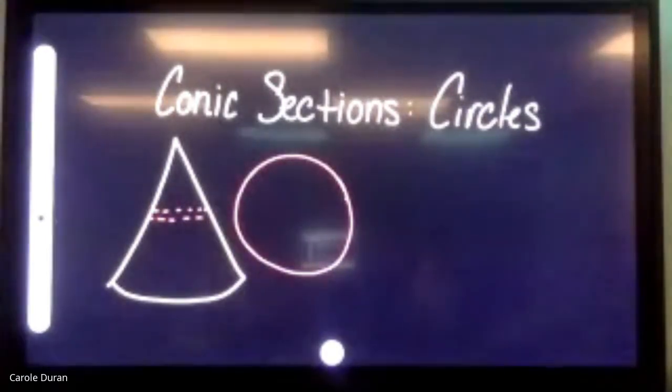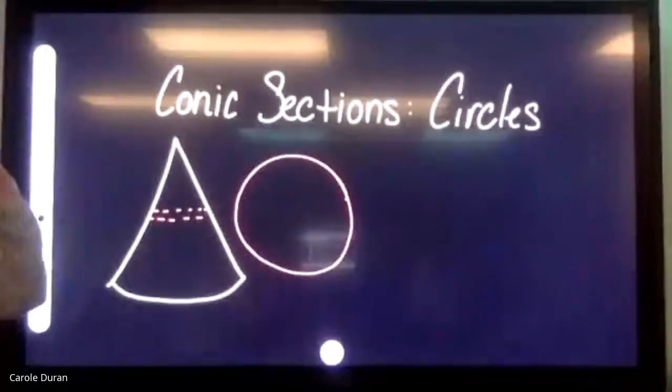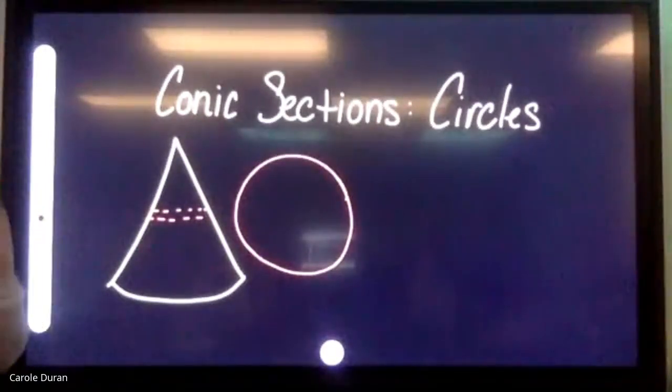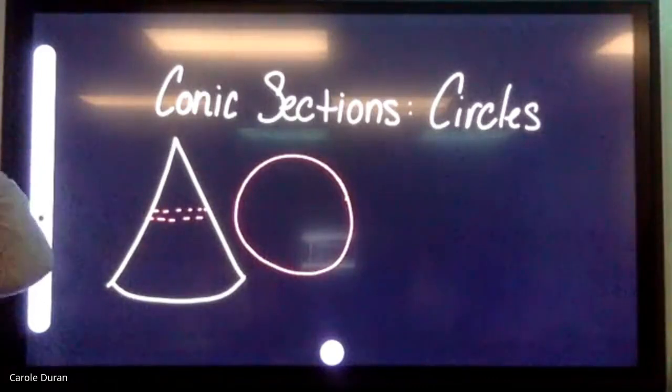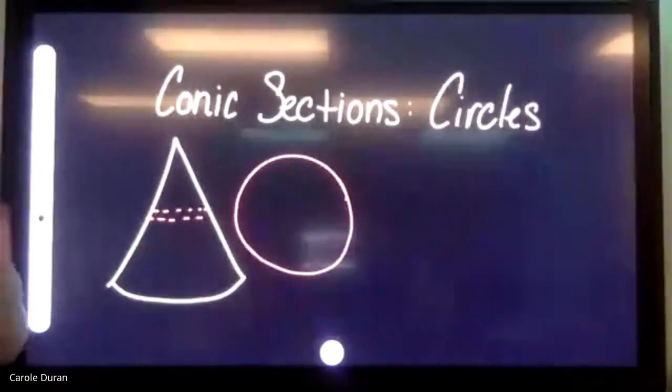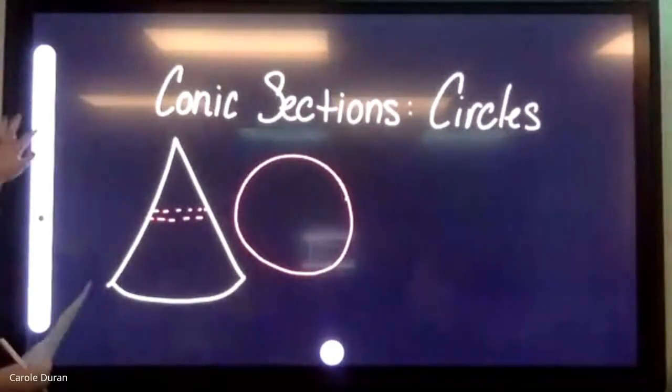There are other ways to slice this cone that will give us other shapes. There are 4 conic sections in total. We are starting with the easiest one, and that, in my opinion, is circles. Okay? So this is just one of 4 types of conic sections. Keep in mind, there are 4 different kinds that have 4 different rules. Okay? So make sure you keep them separate in your notes and on your cheat sheets when you make them.